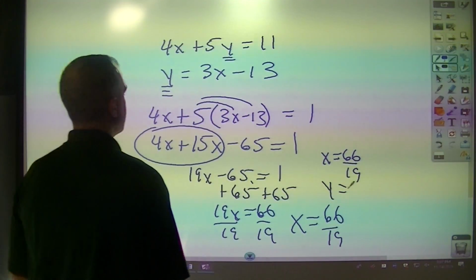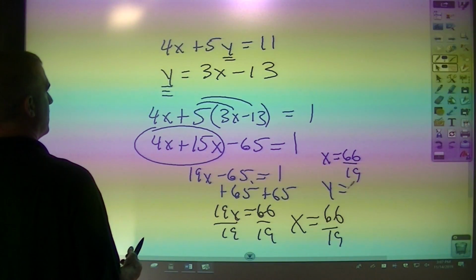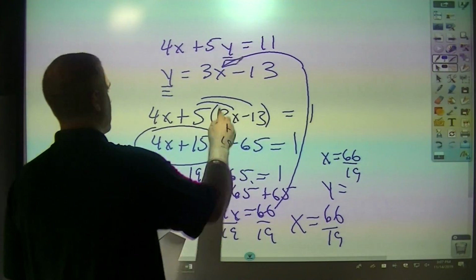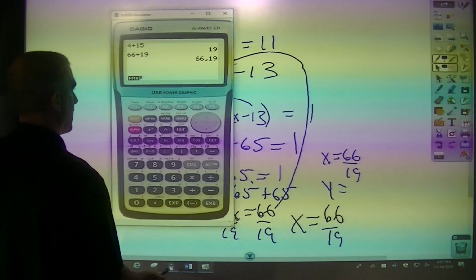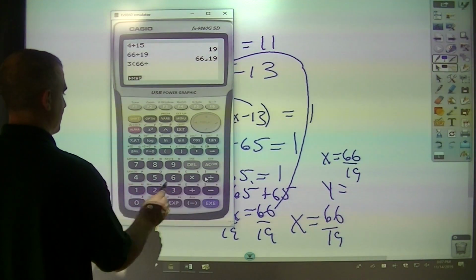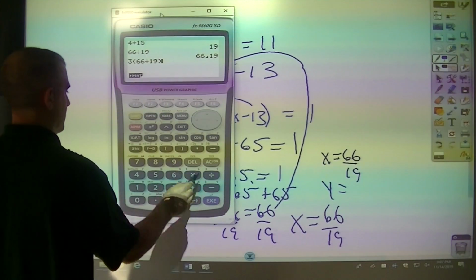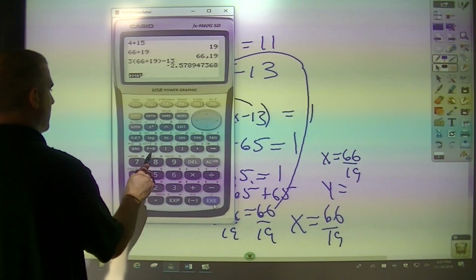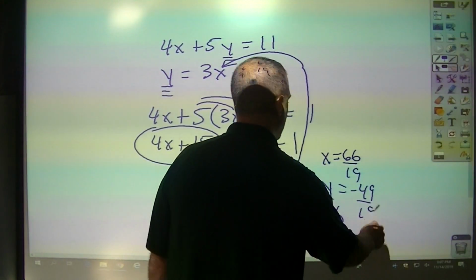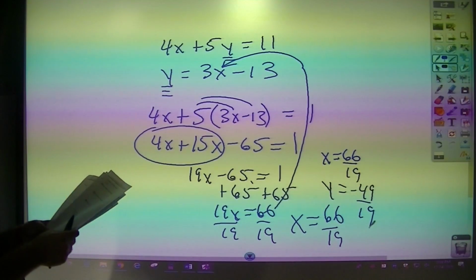So then all I would do is I'd take that and put it right into here to find out the y. Okay, so 3 times 66 divided by 19 minus 13. All right, and as a fraction, that's negative 49 over 19. So sometimes you could have decimals.